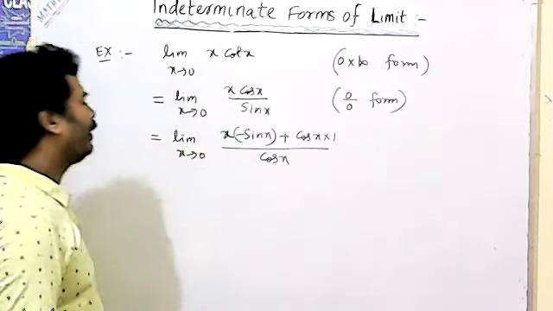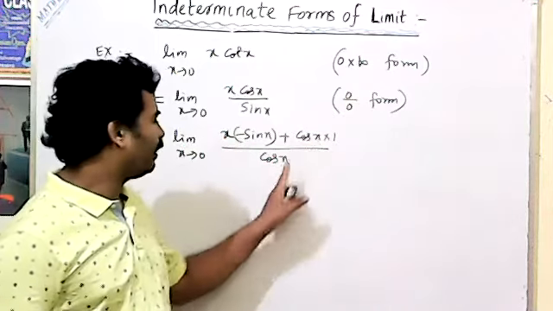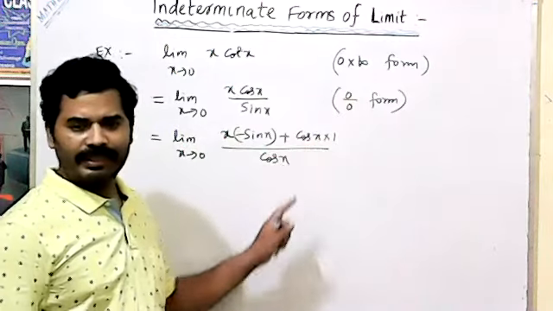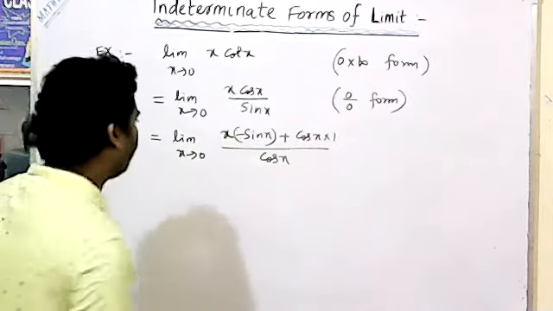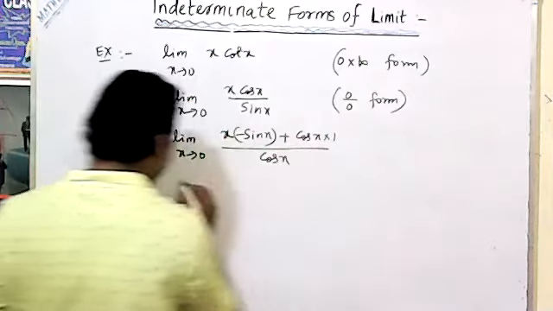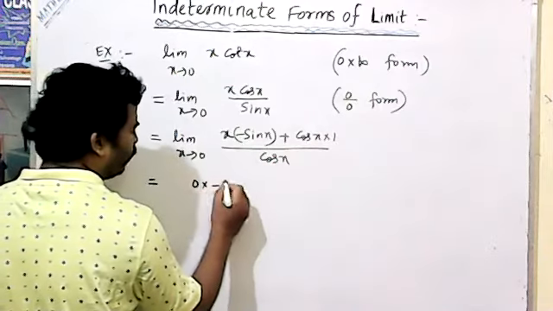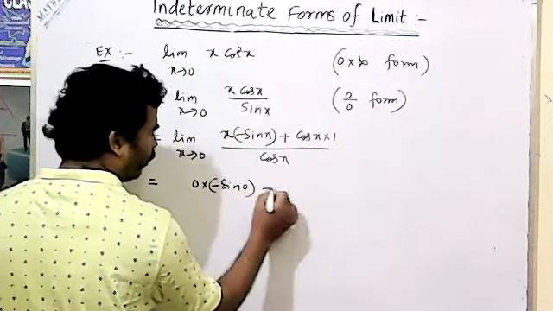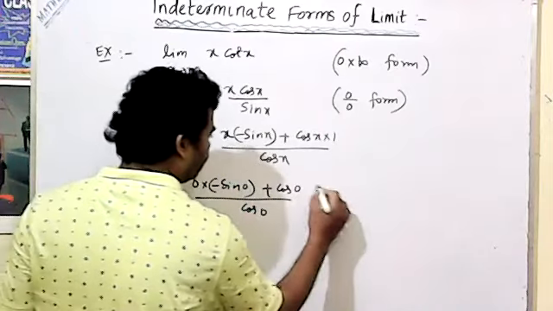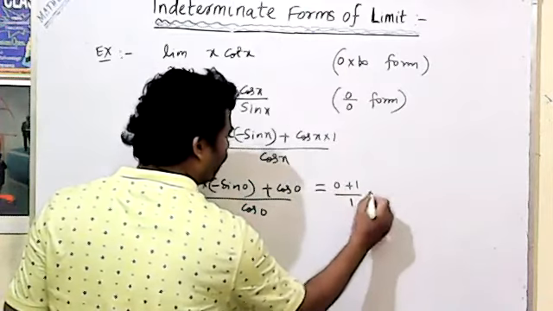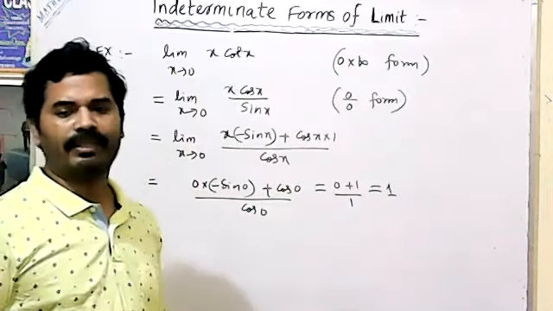Now you put the x value 0. This comes to 0. Cos 0 is equal to 1. Here also 1. That means it is not a 0 by 0 form or infinity by infinity form. So now you have to put the value here, that is 0 into minus sin 0, plus cos 0 by cos 0, means 0 plus 1 by 1, it comes to 1. The result comes to 1.